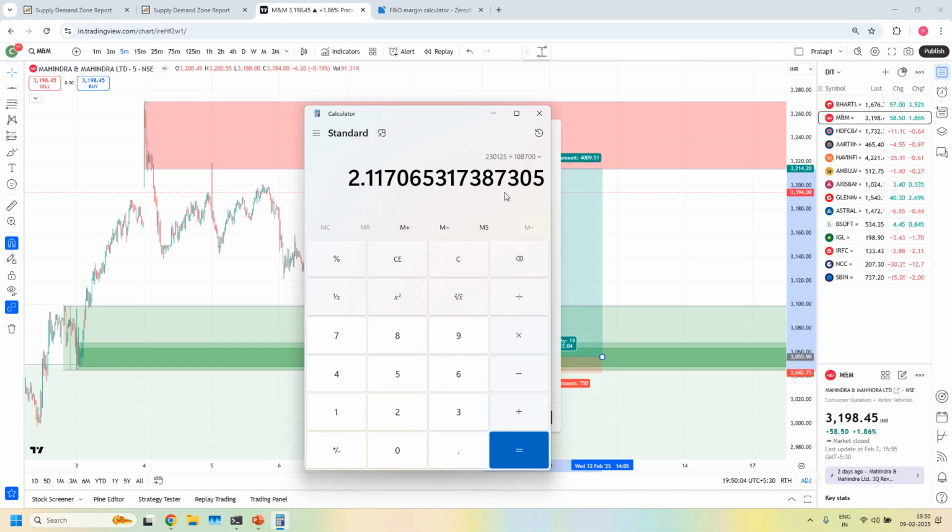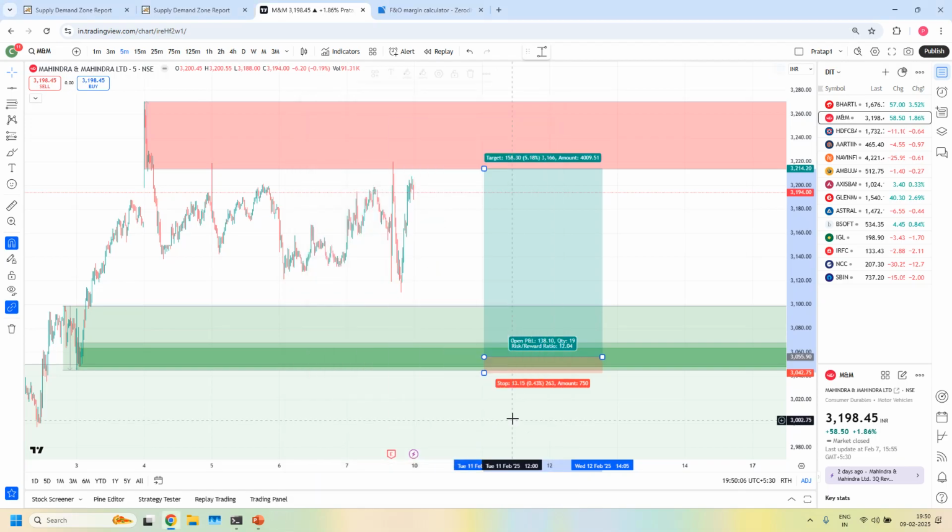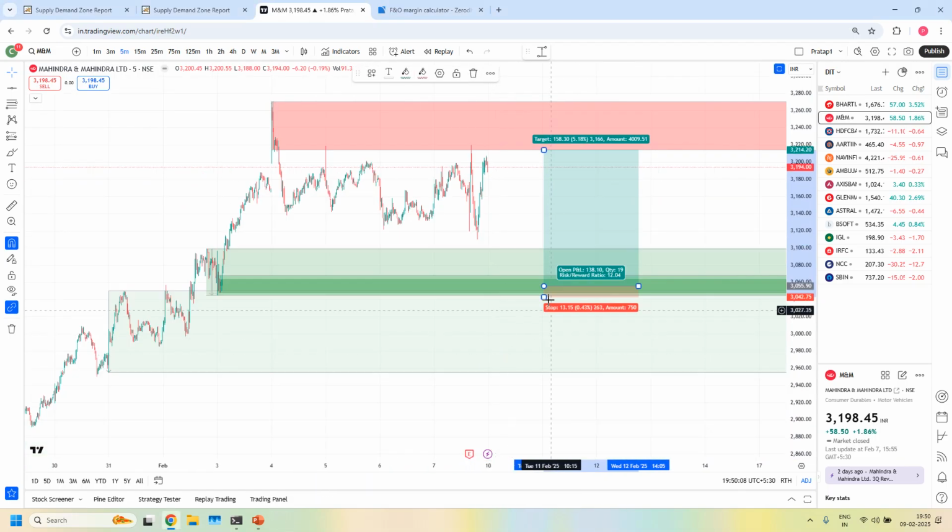You reduce some more, you will be getting up to 2% risk. Maybe some more small few points more. But do prices really reach there? Maybe sometimes prices may not reach, they may move up. Sometimes they may reach, then you are lucky, you will get a trade.